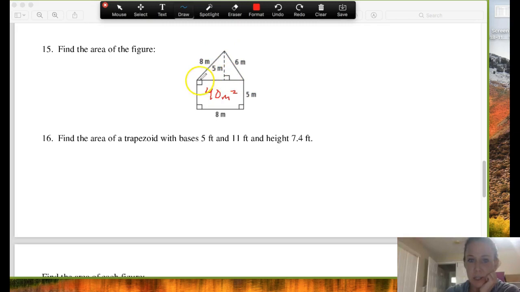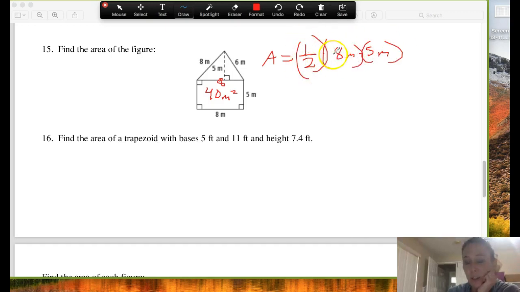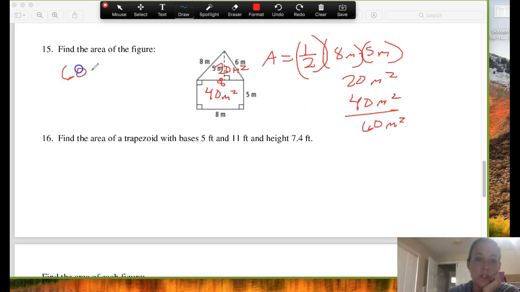And then you have a triangle. You're given the height. You know the base because if this is a rectangle, that's 8 and this is 8. So your area of the triangle will be 1/2 base times height, or 1/2 (8 meters times 5 meters). So 1/2 of 8 is 4, and then 4 times 5 is 20 meters squared. So the triangle is 20 meters squared, and the rectangle is 40. You're just going to add those two together, and you're going to get 60 meters squared. So what's the area of this figure? 60 meters squared. All right, simple enough.